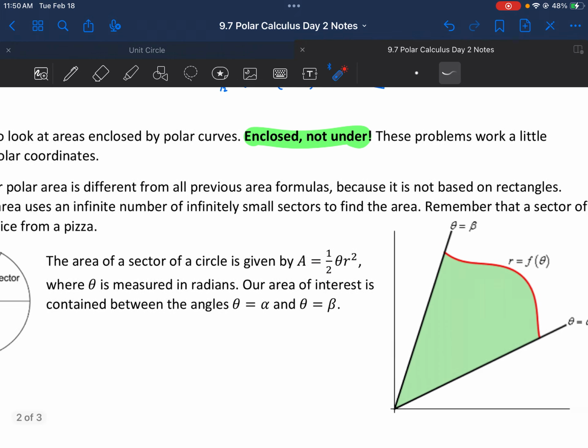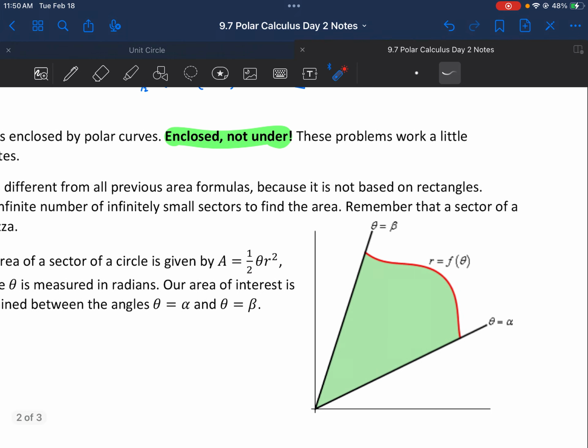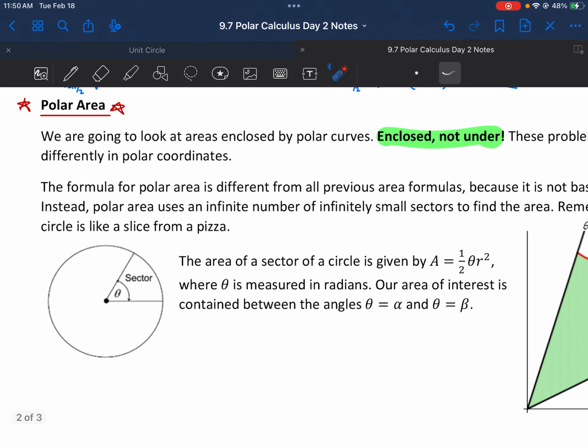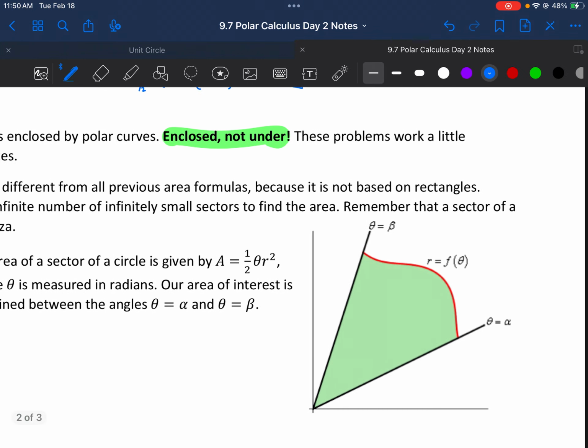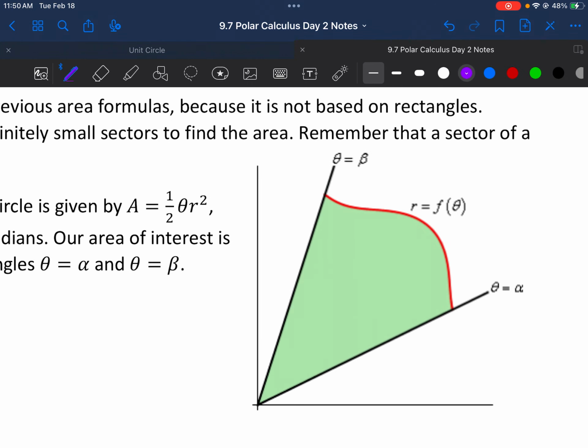radians. And let's say that our sector here is going from alpha to beta. Okay? And here's our polar curve. The idea is we want to look at the area of a small sector. So let's say we were looking at a sector here. Okay, let's say we had this really small sector.